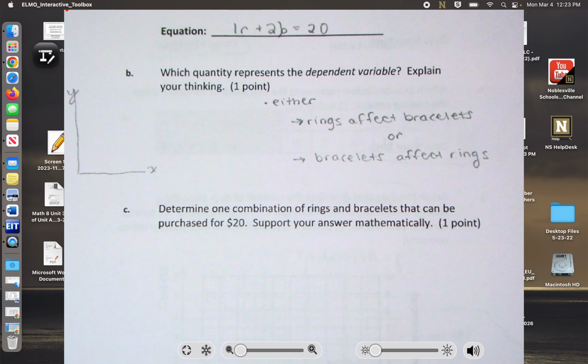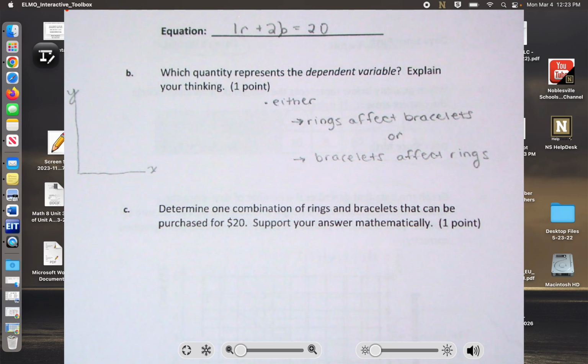4 rings and 7 bracelets. Perfect. Yep. I think it would be 6 rings, right? And 7 bracelets. Because you want to spend the whole $20. You're not going home with money in your pocket, David. You're spending all the money. Right? Because seven bracelets will be $14. So if you get 6 rings, then it would add up to the 20.